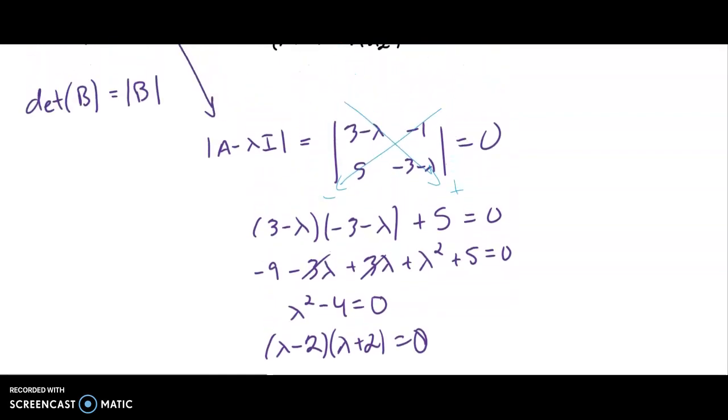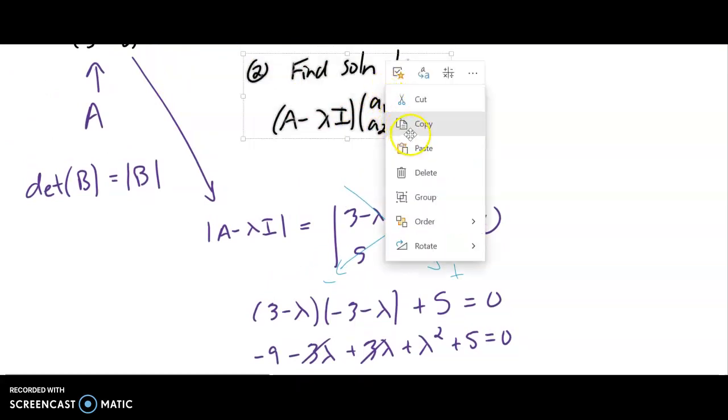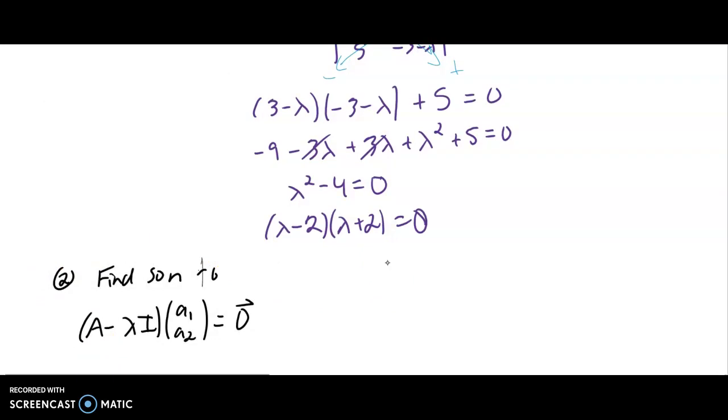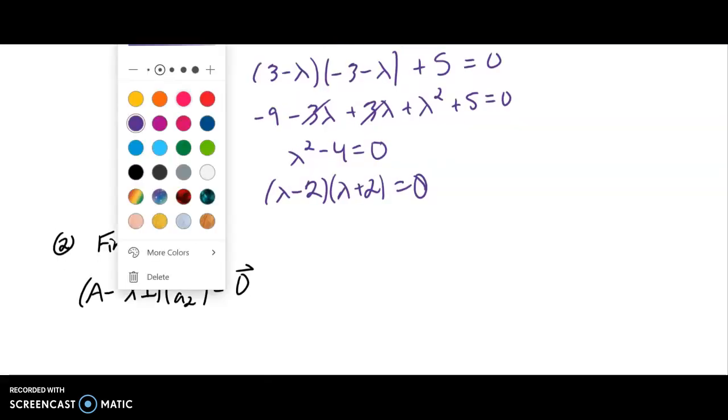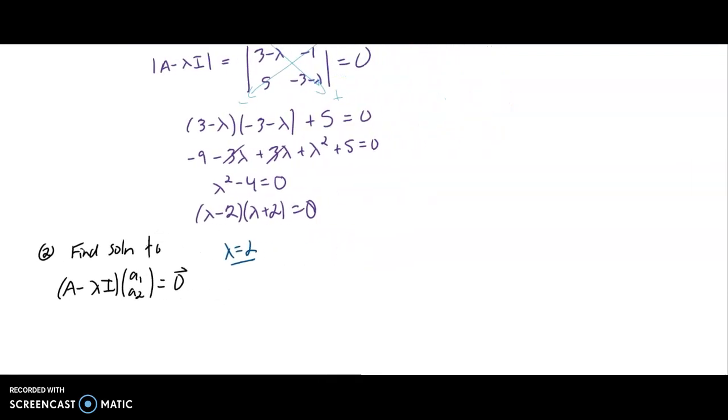And now I'm at step number 2, where I am finding a solution to A minus lambda I times this A1, A2 equal to 0. So I'll put that right here. So what am I going to do? Well, I'll take my first lambda, and we'll do blue. Lambda equals 2. I've already written the A minus lambda I here, so I'm just going to take this work and subtract 2 along the diagonal. So I get 3 minus 2, which is 1, and then a -1. And then I get 5, and then I get -3 minus 2, which takes me down to -5.